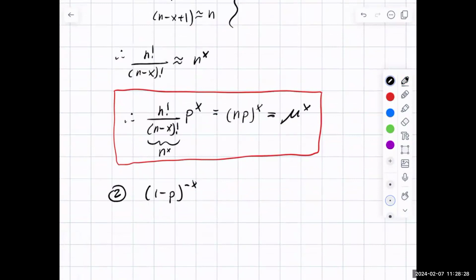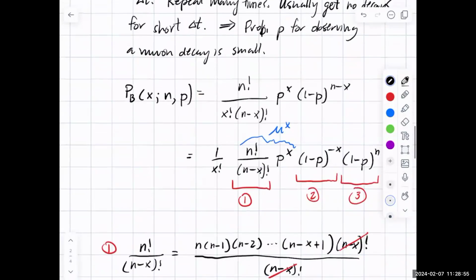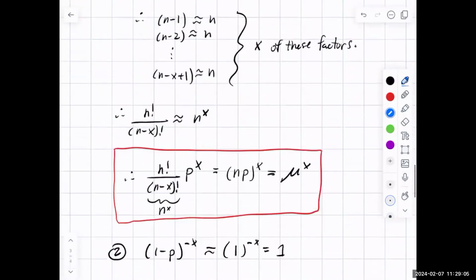So if p is very small, what's 1 minus p? 1, okay? And then what's 1 to the minus x? Just a 1, okay? And so all of this thing is just going to be approximately 1 to the minus x, which is just equal to 1. Okay, so that one's not very fun, but it's easy. So this thing here is just going to go away. It's just going to be a 1. And so then we have only this third one to do, 1 minus p to the n.